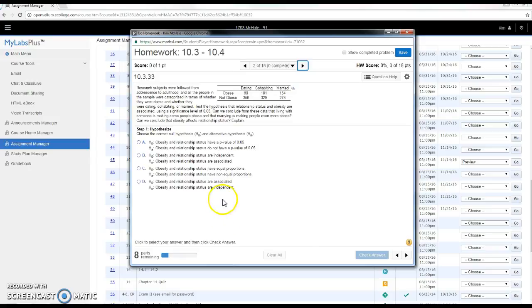I had a student ask a few questions about 10.3 and 10.4, and I wanted to talk about this one. We are trying to conclude whether obesity affects relationship status. I have 3 different relationship statuses, and obese or not. Remember, when I do these tests of independence, my null hypothesis is that they are independent or not associated. And my alternative is they are not independent or they are associated. And that's this choice right here.